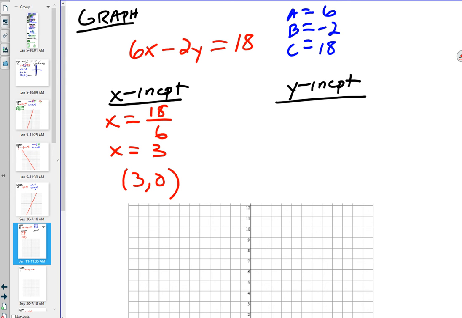I made a mistake on the printout for the y-intercept. So somebody that was here when I told you how to get it. C over B. Good.